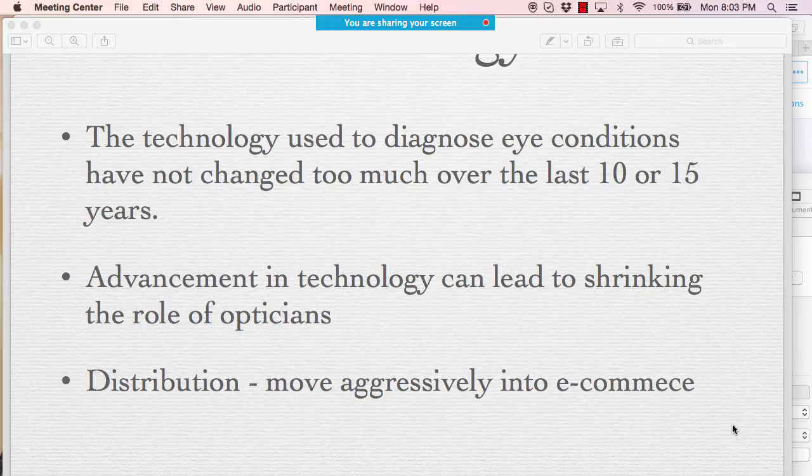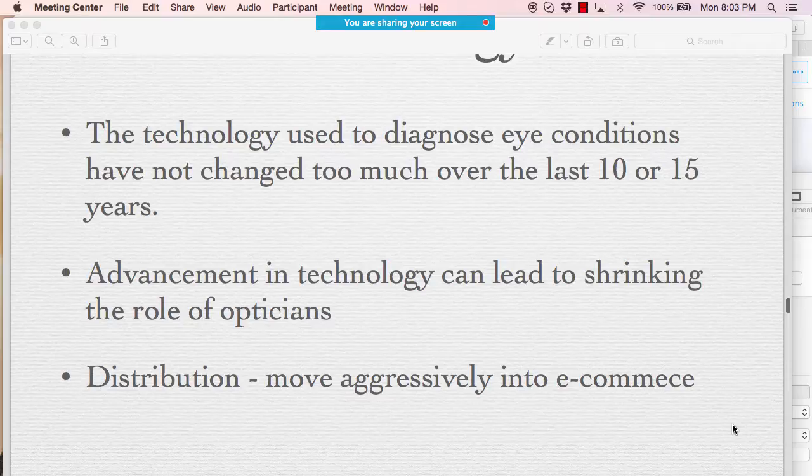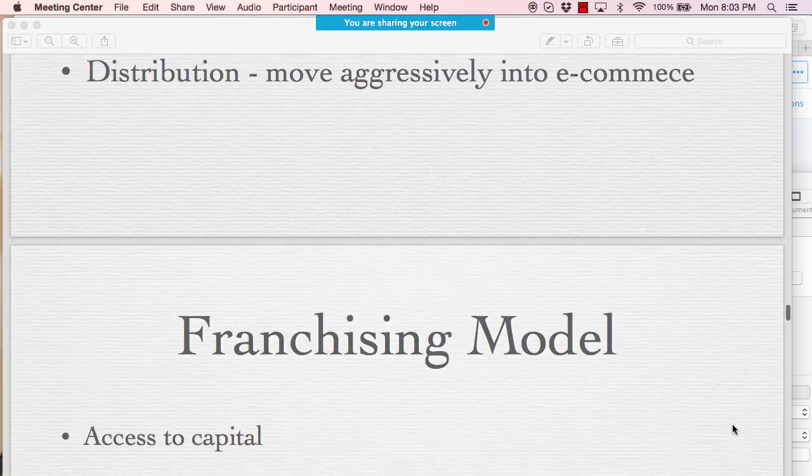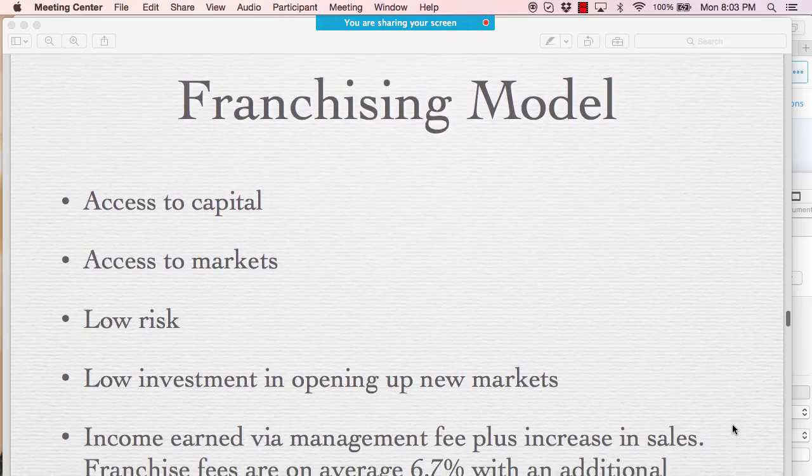So there's a lot of scope when it comes to e-commerce. I think we spoke quite a bit on this. Technology used to diagnose eye conditions has not changed too much for the past 10 to 15 years. So there might be something new coming up in the industry that will revolutionize this area. It might be a heavy investment in this case, or again we look at the sunk cost of all the materials and all the machinery that's in our stores.